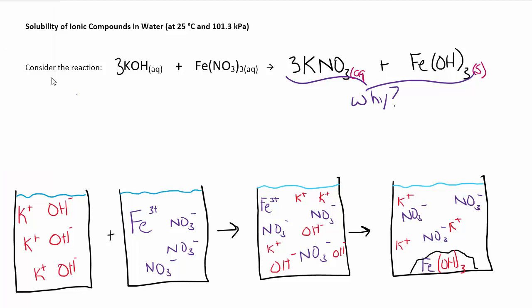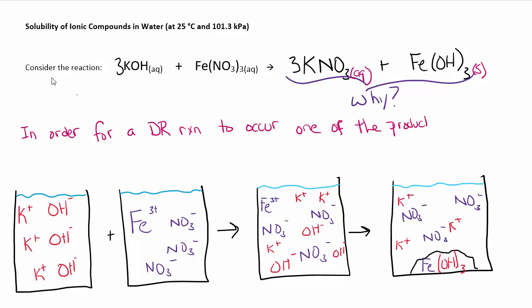If you can tell a reaction has occurred, we would say that this double replacement reaction does in fact proceed. You would go back and put your state symbols into your equation. KNO3 is aqueous, the ions remain dissolved in water. Iron(III) hydroxide is a solid because it is the precipitate. So we can summarize this by saying in order for any double replacement reaction to occur, one of the products must leave solution.